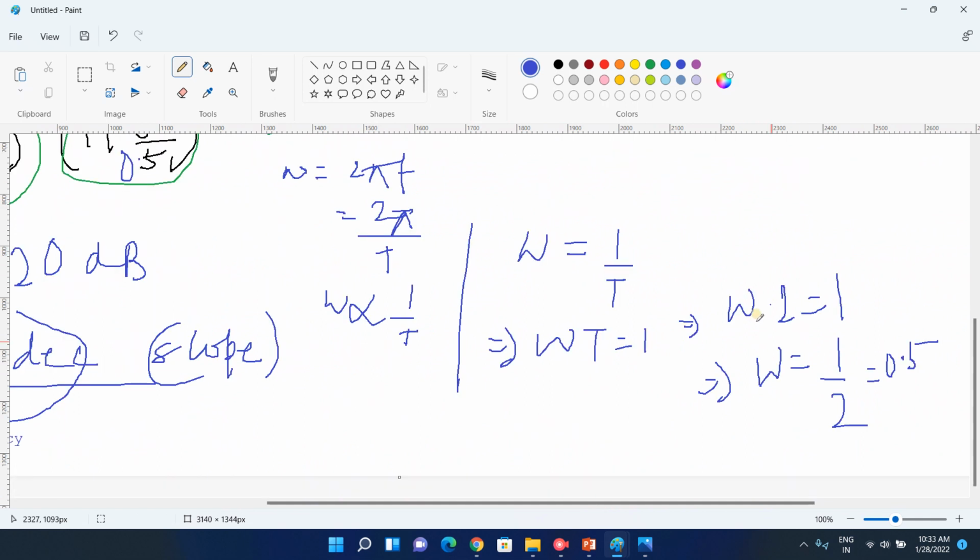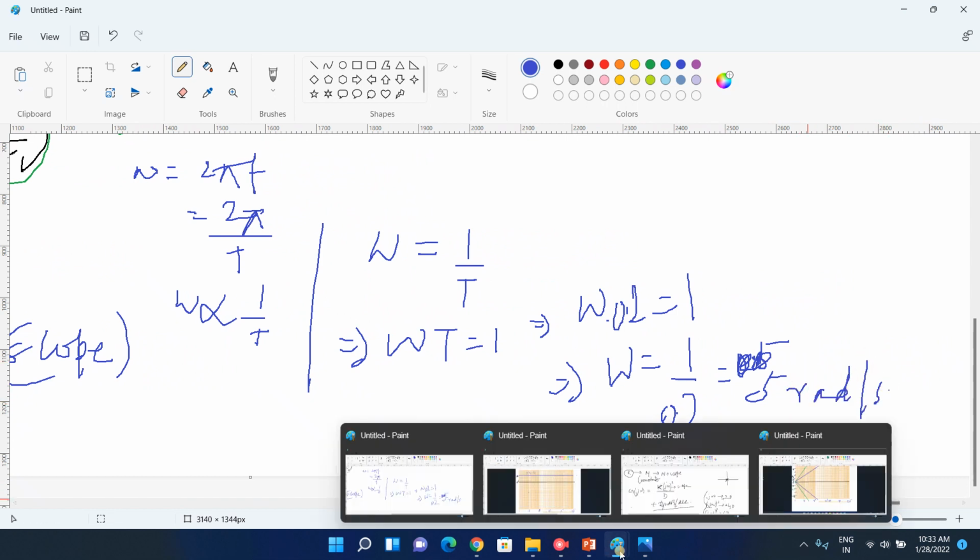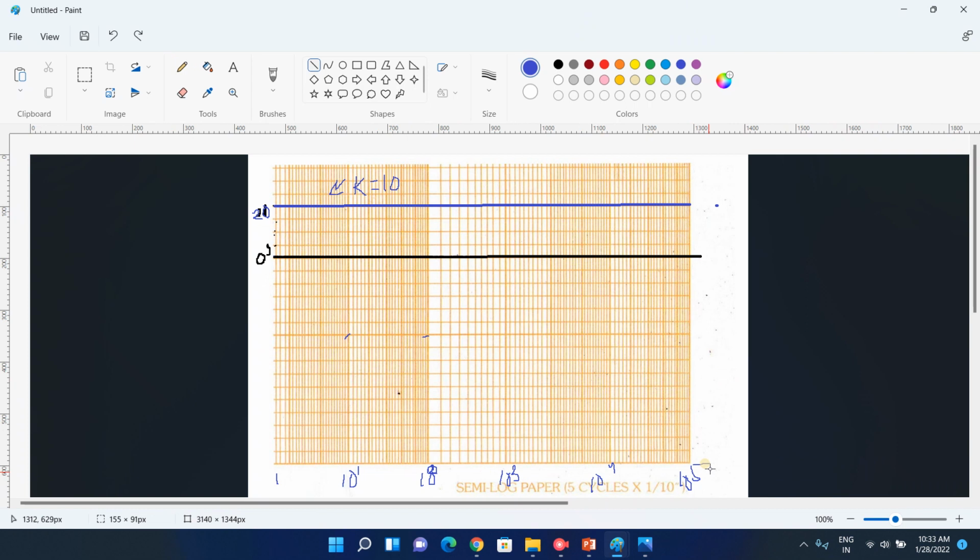ठीक है, अगर 0.2 मान लिया कि 0.2 है, तो if it is 0.2, so it will be how much? It will be 5. That means the corner frequency it is 5 radian per second.